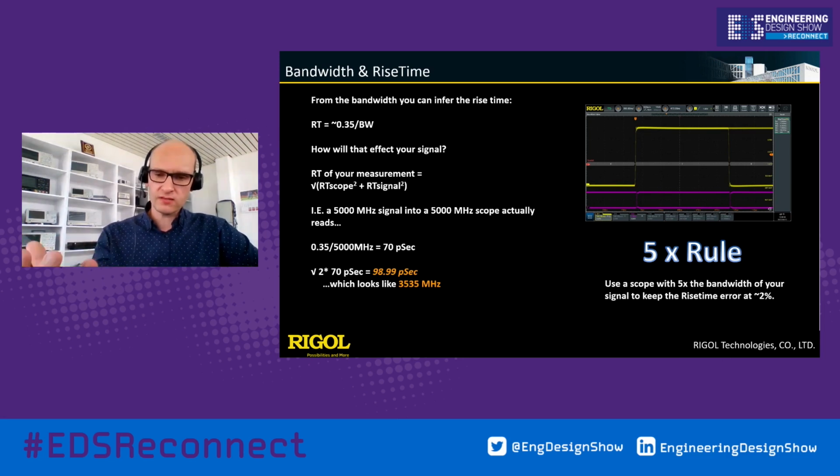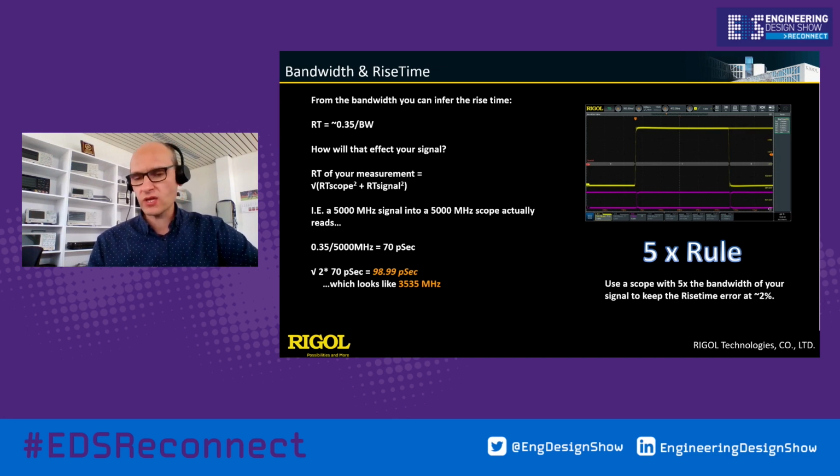And the result we can measure will be the rise time of the signal and the rise time of the oscilloscope, combined as a square root of the sum of squares, with the formula you can see. We make an example.